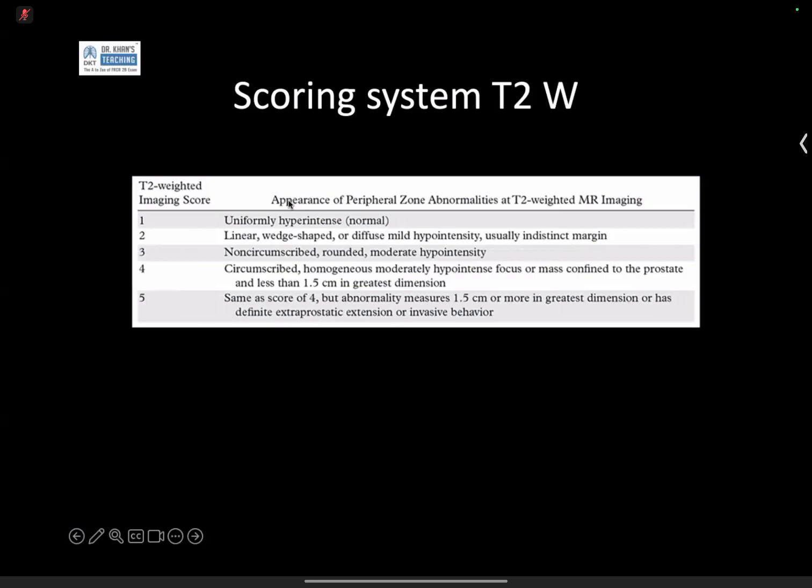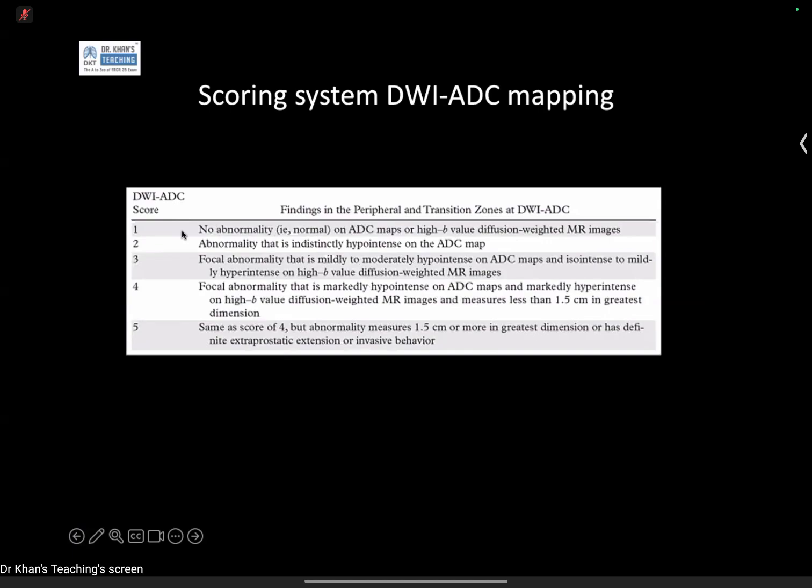So I don't have time to go through all of these, and I think we can do a session separately for prostate MR. But these are the various parameters on which you give it a score 1, 2, 3, 4, 5, and this T2 is dominant for the transition zone. And this is the criteria to give it score on DWI.